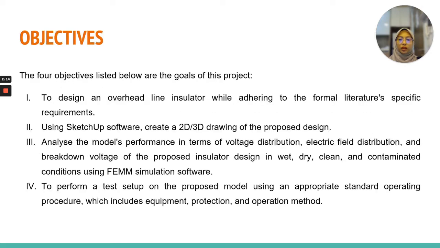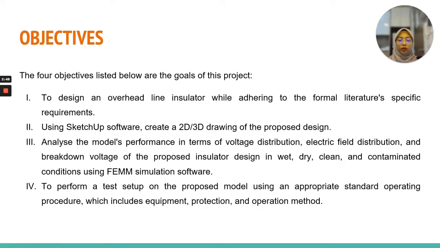For the objectives, the 4 objectives listed below are the goals of this project. Number 1, to design an overhead line insulator while adhering to the formal literature specific requirements. Number 2, using SketchUp software, create a 2D or 3D drawing of the proposed design. Number 3, analyze the model's performance in terms of voltage distribution, electric field distribution, and breakdown voltage of the proposed insulator design in wet, dry, clean, and contaminated conditions using FEMM simulation software.